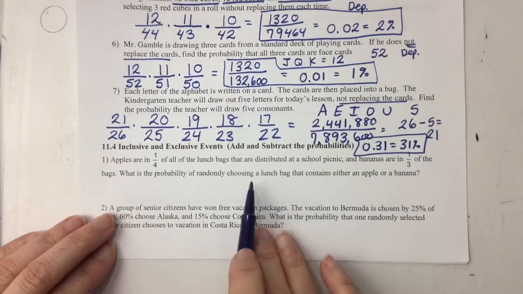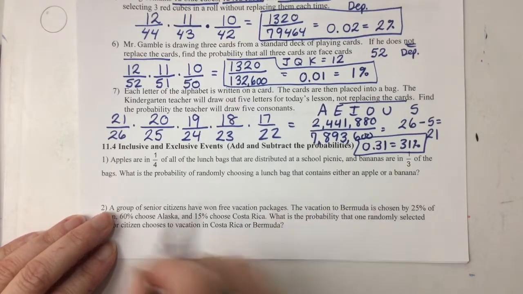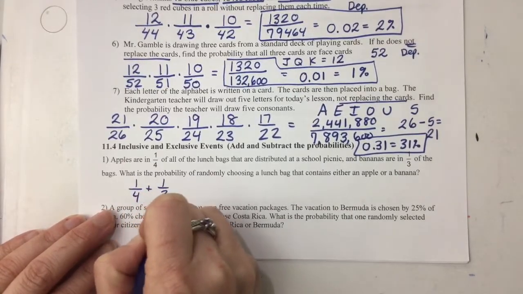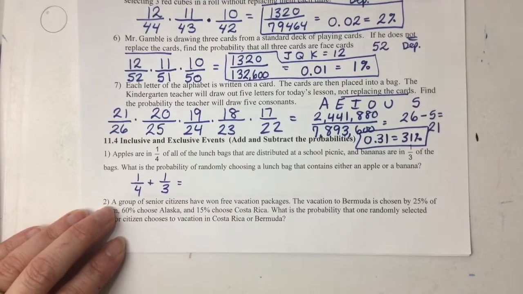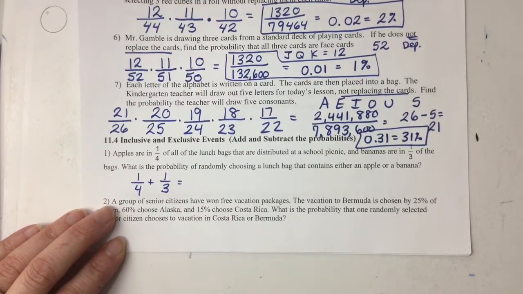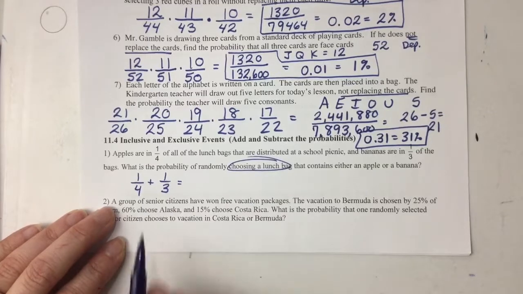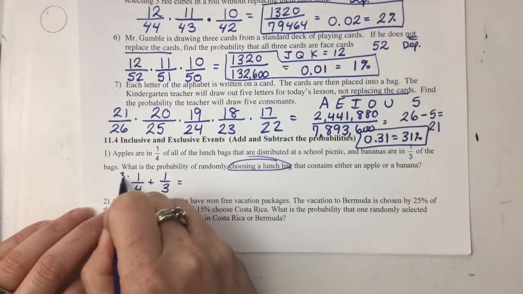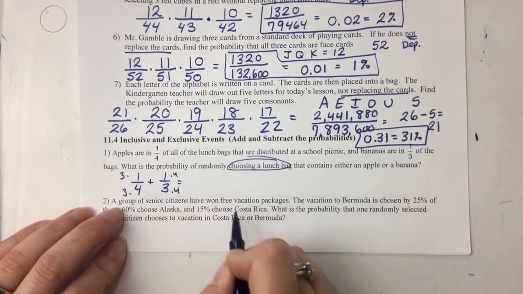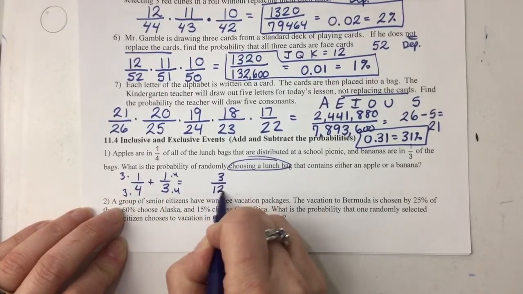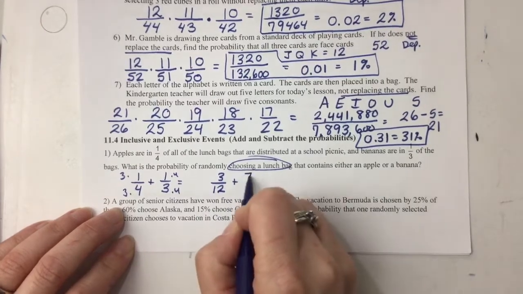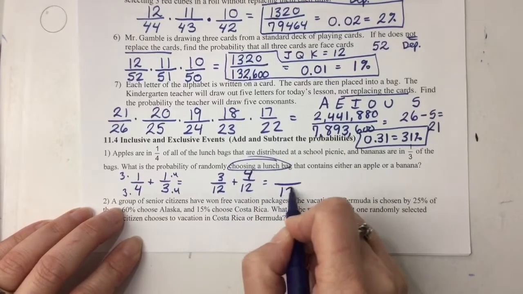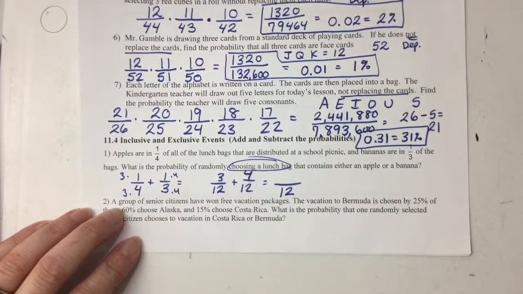But your probability of choosing a lunch bag that contains either an apple or banana: chance of an apple is 1/4, plus chance of a banana is 1/3. You're adding them because you're only doing one trial. You are choosing a lunch bag. You cannot add fractions unless you have a common denominator. So my common denominator here would end up being a 12. So I'm turning the first fraction into 3/12. I'm changing the second fraction into 4/12. Your common denominator carries on over, so it's a 12.